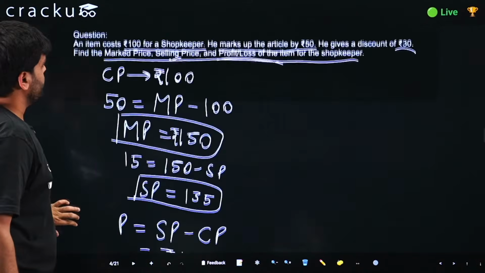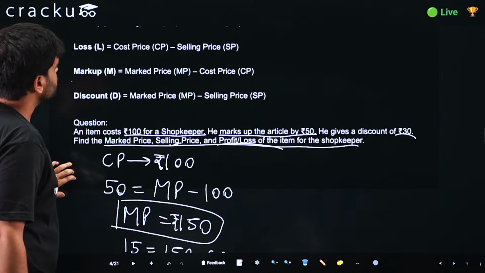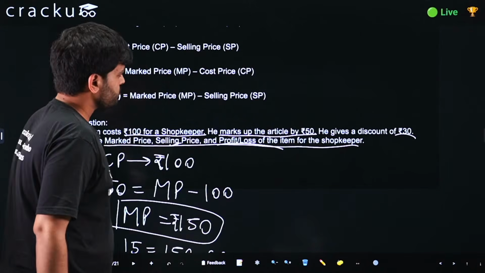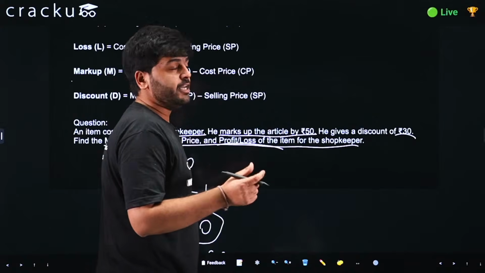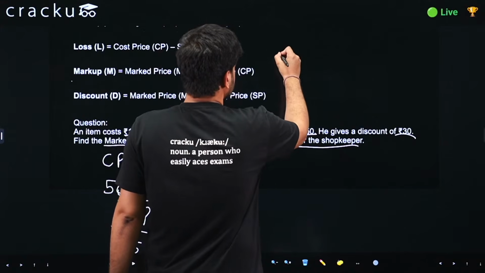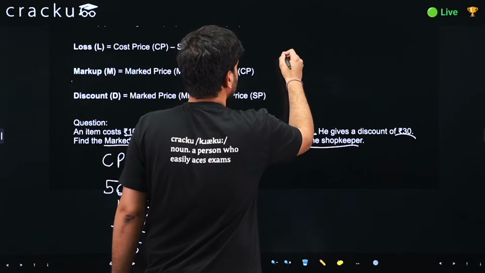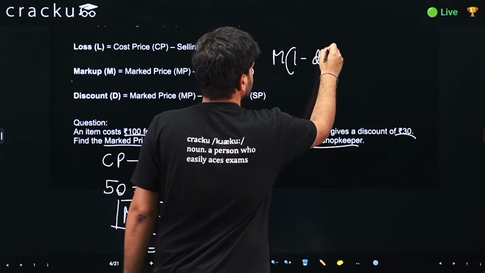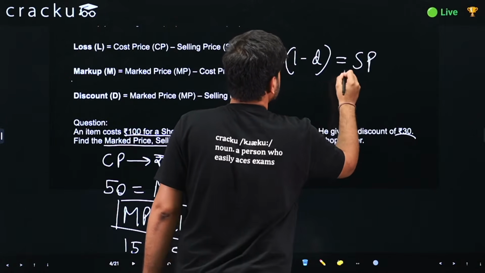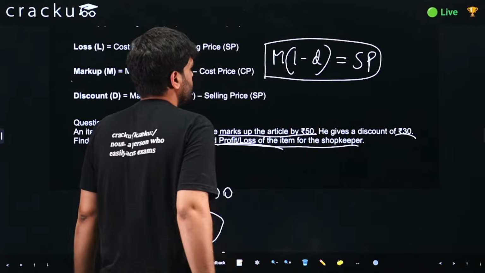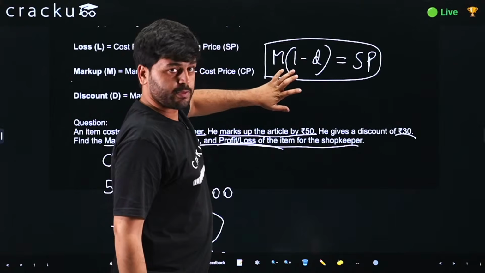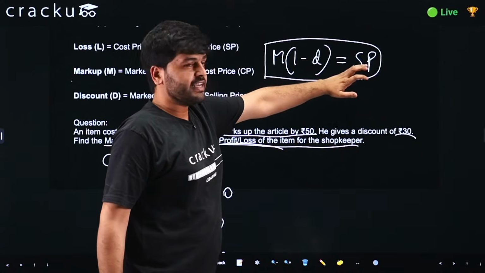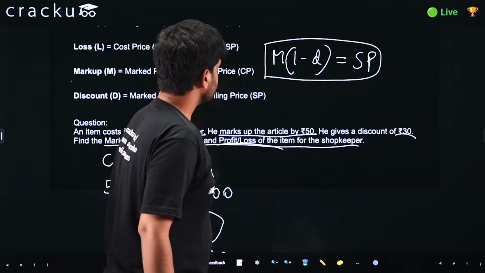We have derived all the values. Also, there's another thing you can remember regarding discounts: when you give discount D% on marked price M, what would be the selling price? To find that, we multiply marked price with 1 minus D. This gives us selling price. Basically, we give discount D on marked price, and if we multiply marked price by 1 minus D, it gives us selling price. Got it?